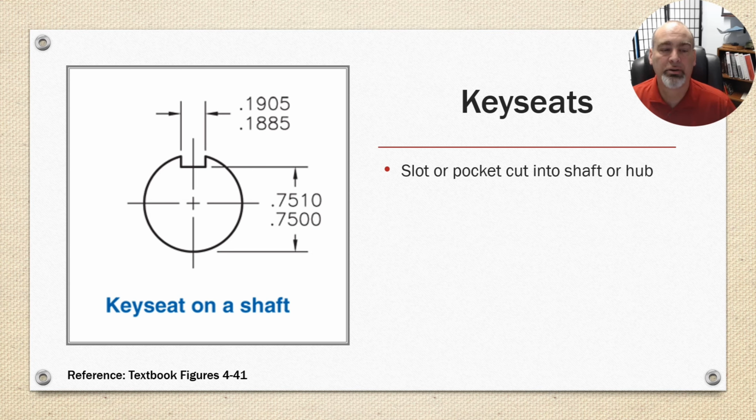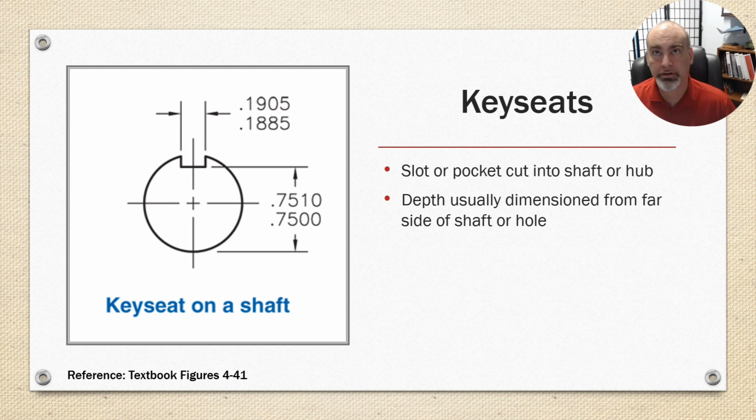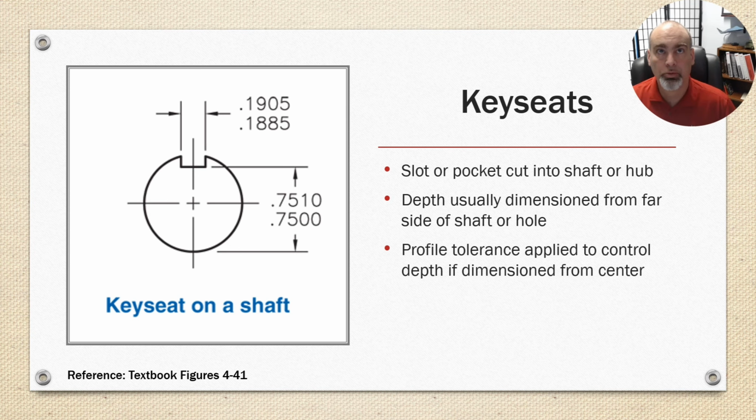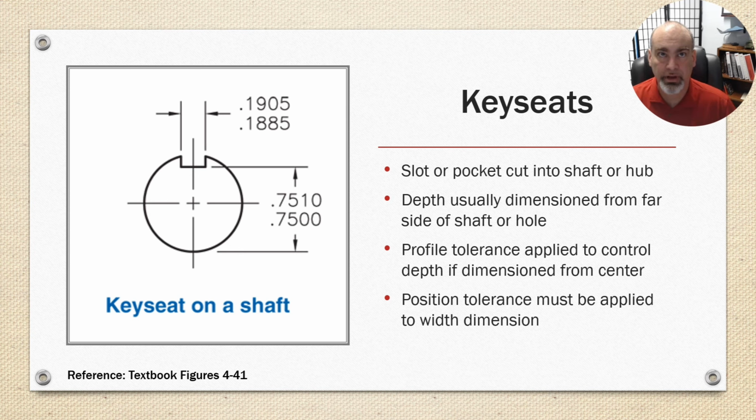So it's a slot or pocket cut into a shaft or hub. The depth is usually dimensioned from the far side of the shaft or hole. Profile tolerance is applied to control the depth if dimensioned from center. And position tolerance must be applied to the width dimension and is not to be assumed to be perfectly centered. So you need to dimension that.